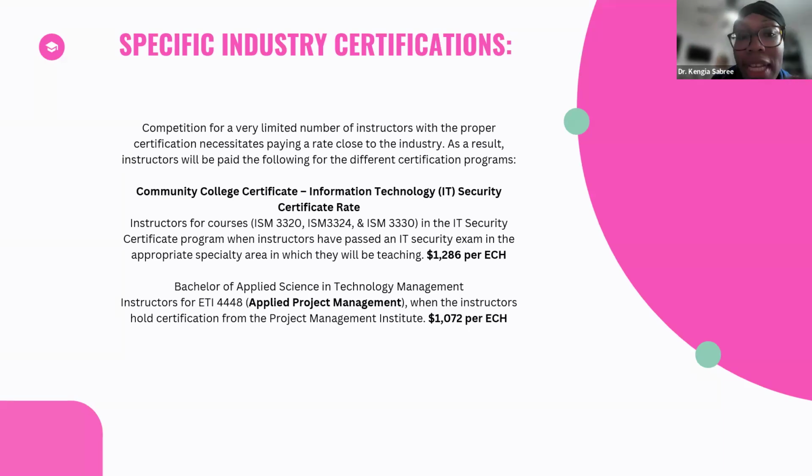Another one is the applied project management course, and this is for the bachelor's course. If you're someone who has that PMP certification from PMI, you're going to get paid $1,072 per credit hour. So that's interesting too. And I love to see how certain certifications are going to help you earn more money in the educational fields.